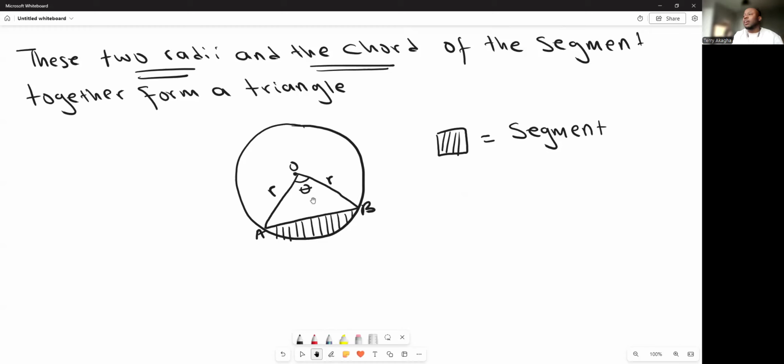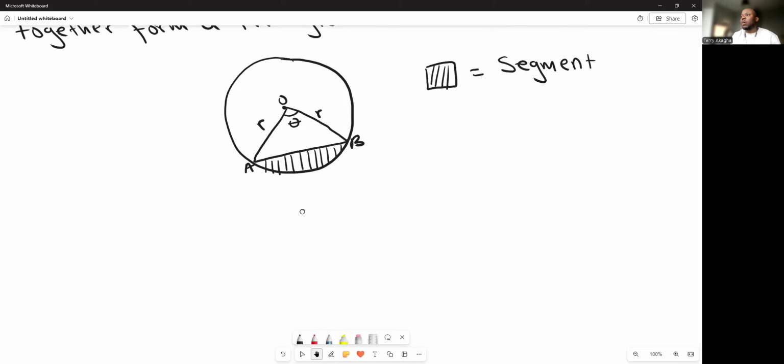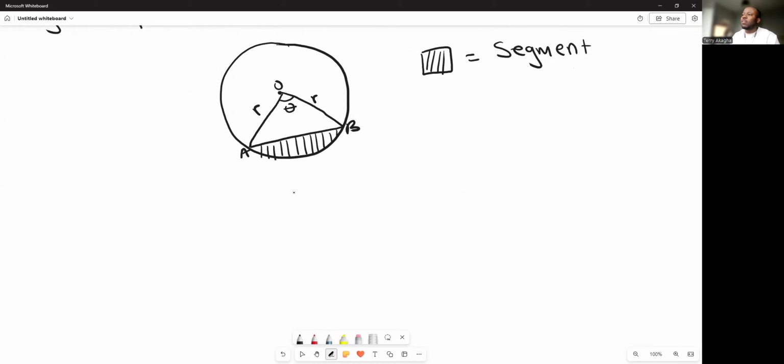So how do you find the area of this segment now? If you look at this, you can see it's a combination of two things. We have the sector and a triangle, all right? We have a sector and a triangle. So the area of the segment of the circle is obtained by subtracting the triangle from the area of the sector, all right? So thus, we can now write it down.